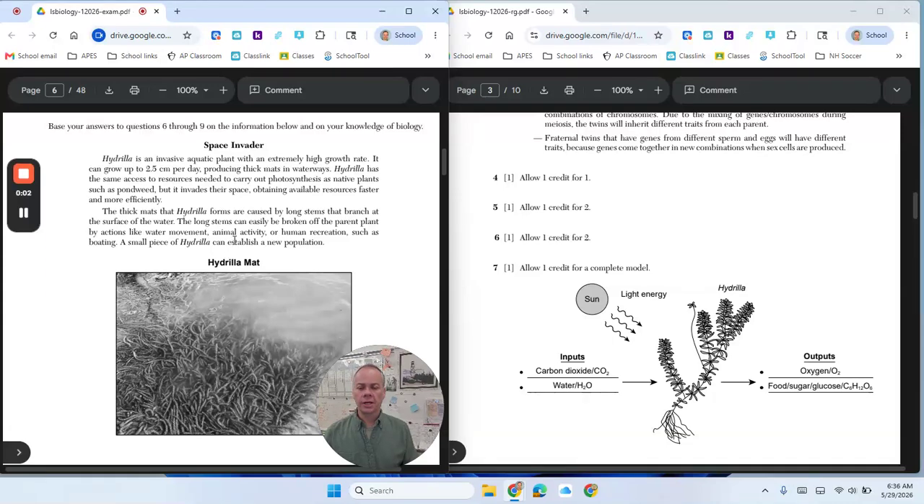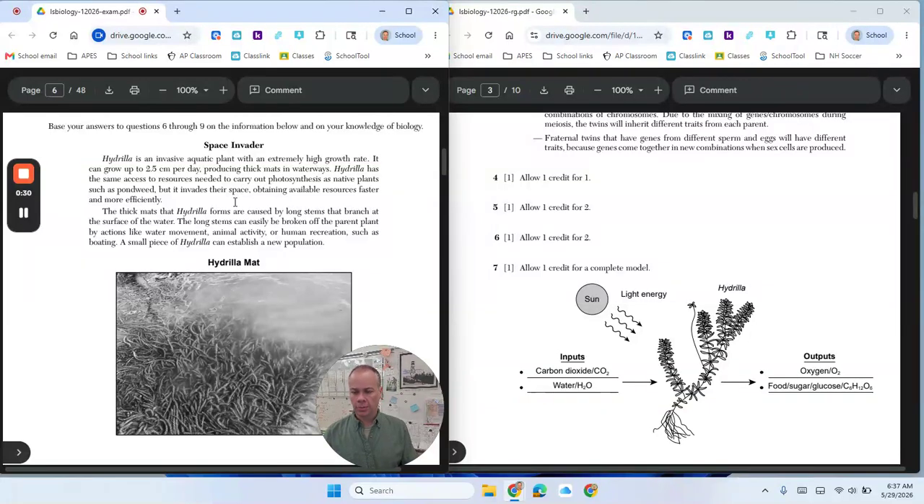So we're reviewing our second cluster for the January 2026 Regents Biology exam. Cluster number 2 is questions 6 through 9. It's titled Space Invader. I'm just going to go over the scoring and give you a few tips about approaching the cluster again. As always, you want to read the title of the cluster. You want to read all of the material that comes with it, highlight if necessary.